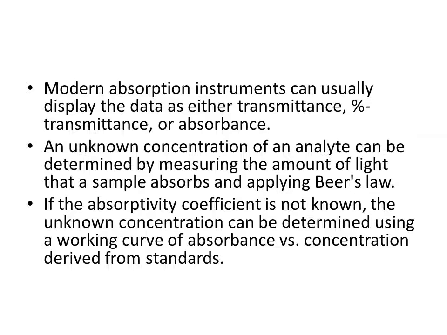Modern absorption instruments can usually display the data as either transmittance, percentage transmittance, or absorbance. An unknown concentration of an analyte can be determined by measuring the amount of light that a sample absorbs and applying Beer-Lambert law. If the absorptivity coefficient is not known, the unknown concentration can be determined using a working curve of absorbance versus concentration, which is derived from the standards.